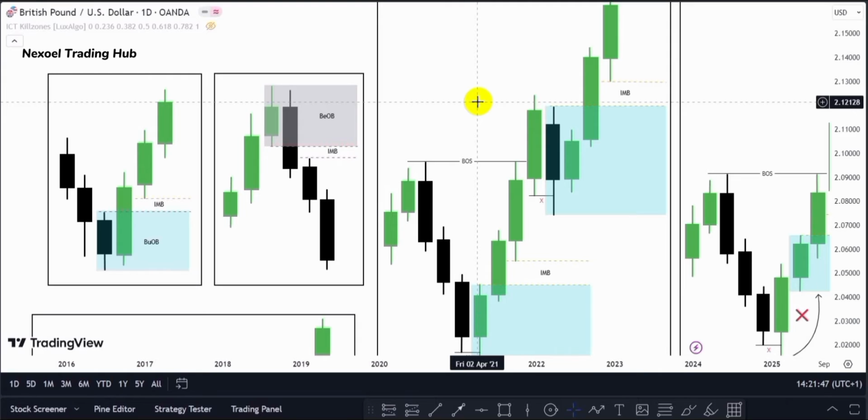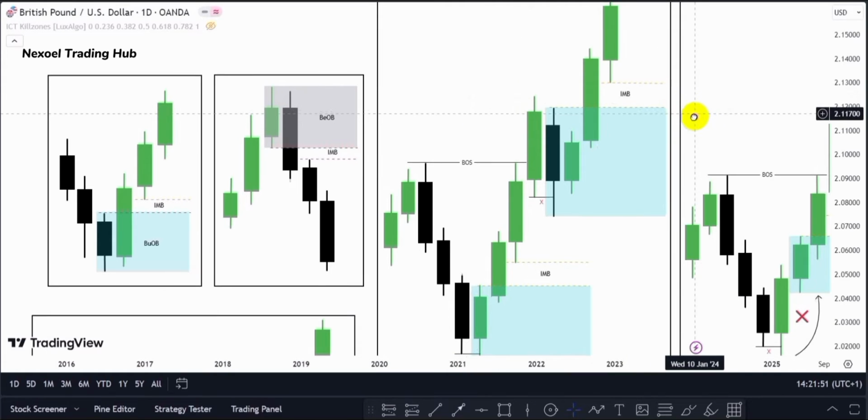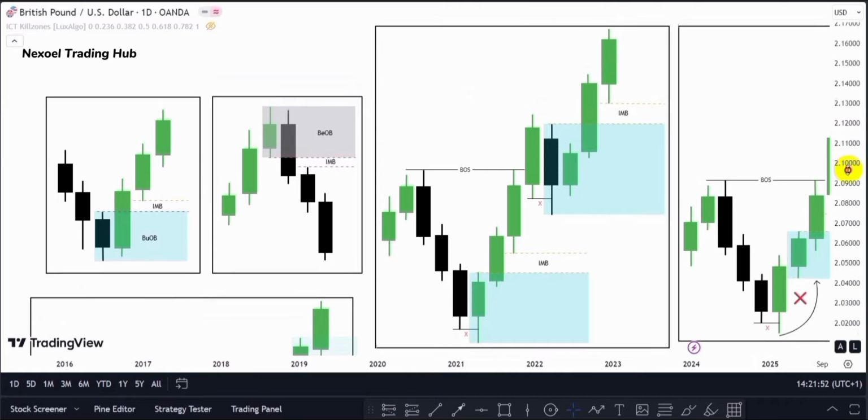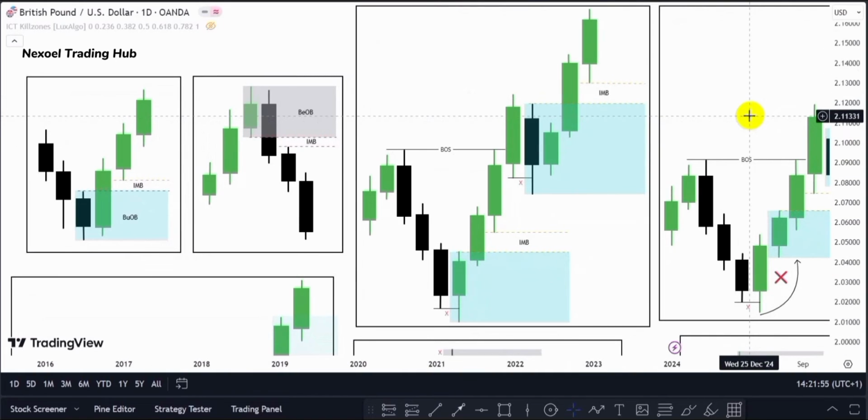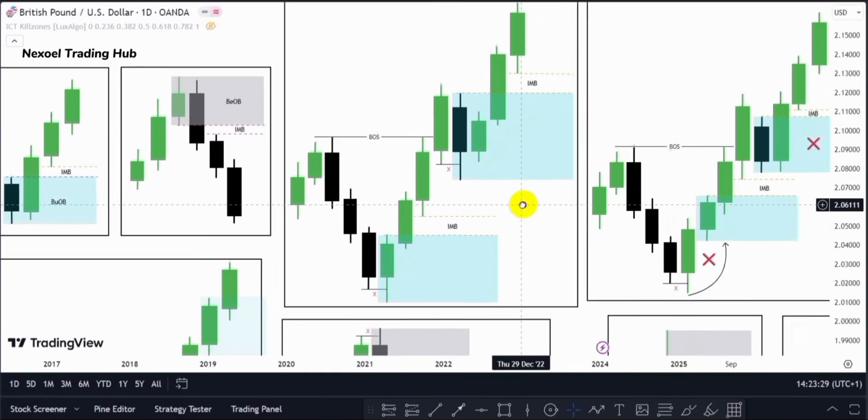A tradable order block should have imbalance. So these are the characteristics you must look out for when marking out your order block, for it to be an ideal institutional order block or an invalid order block. So let's look at this example here.